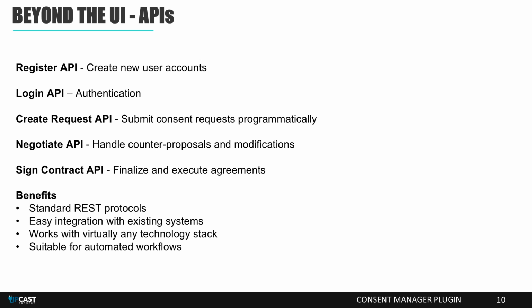We provide 5 core APIs: the Register API for creating new user accounts, the Login API for authentication, the Create Request API for programmatically submitting consent requests, the Negotiation API for handling counter-proposals and agreement modifications, and the Sign Contract API for finalizing and executing agreements. These APIs use standard REST protocols, making them easy to integrate with virtually any technology stack your organization uses.